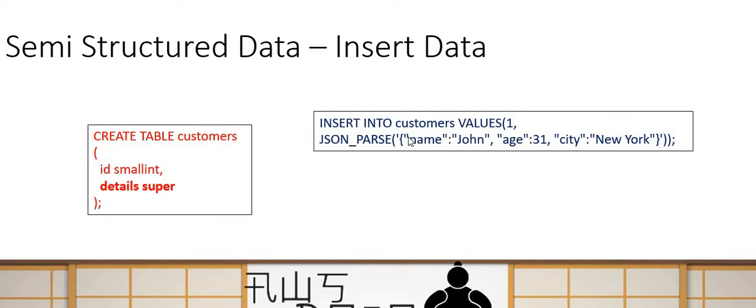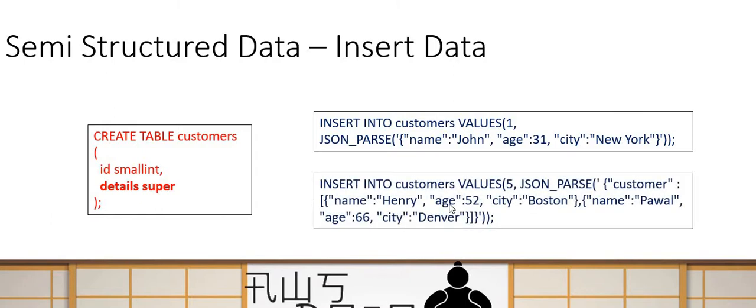So when you insert using this kind of query, your ID will hold the value 1, and your details will hold this whole JSON document as the value. I'm showing a very simple key-value pair based document here, but it could be a very complex hierarchical document, up to you. As I mentioned, I'm showing an example over here.